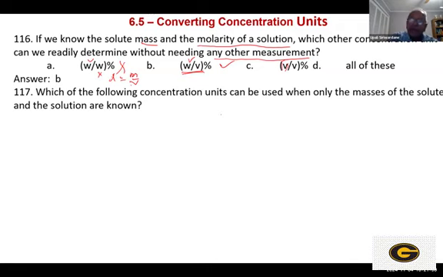Which of the following concentration units can be used when only the mass of the solute and the solution is known? That's that one. If the mass of the solute and the solvent is known, this is the only one you can calculate, not this one. This is mass by weight by volume. This is volume by volume.